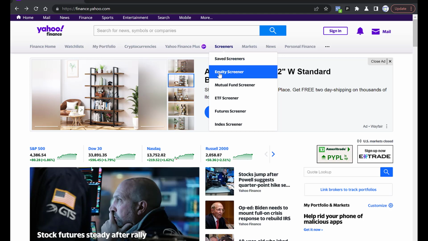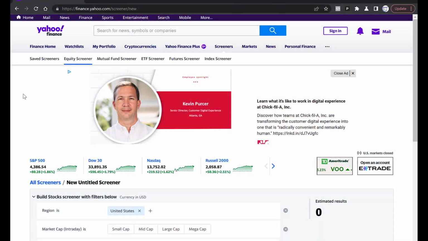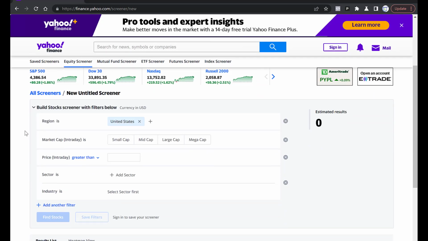Let's see if it's gonna work for me. There we go. All right, so it brings up the equity screener. And what a screener does is screen stocks. Basically, we mean to tailor this search to look for the things that we want to look for. So if I am scrolling down, I want to look for stocks that are in the US.